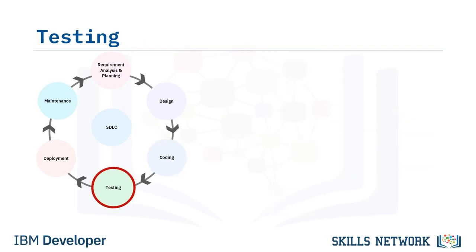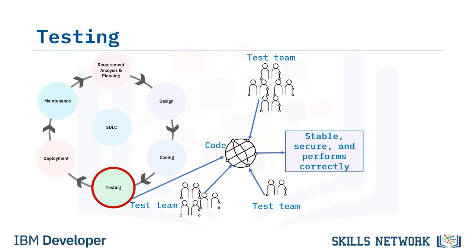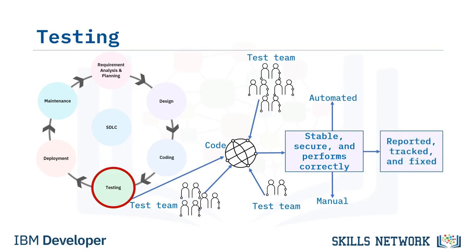The testing phase is next in the process once coding is complete. Some large projects have dedicated testing teams. Created code needs to be thoroughly tested to ensure it is stable, secure, and performs the necessary functions. Testing can be manual, automated, or a hybrid of both. Product bugs are reported, tracked, and fixed, and code is retested until the software is stable. Some common testing types are unit testing, regression testing, integration testing, and stress testing.